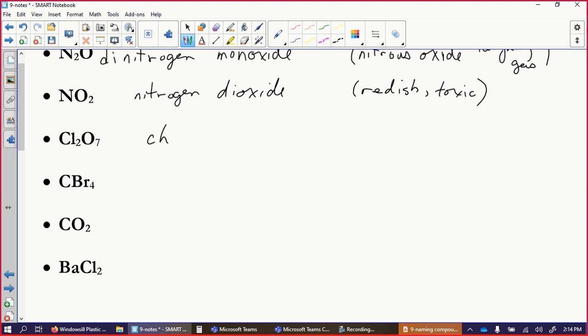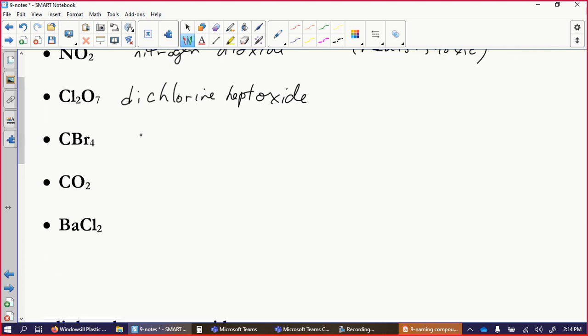Cl2O7. Well, I've got chlorine first. Well, there's two of them. Dichlorine. There's oxide. 7. The prefix for 7 is hepta, but we don't want the A in there. So this is dichlorine heptoxide. We've talked about that one before.